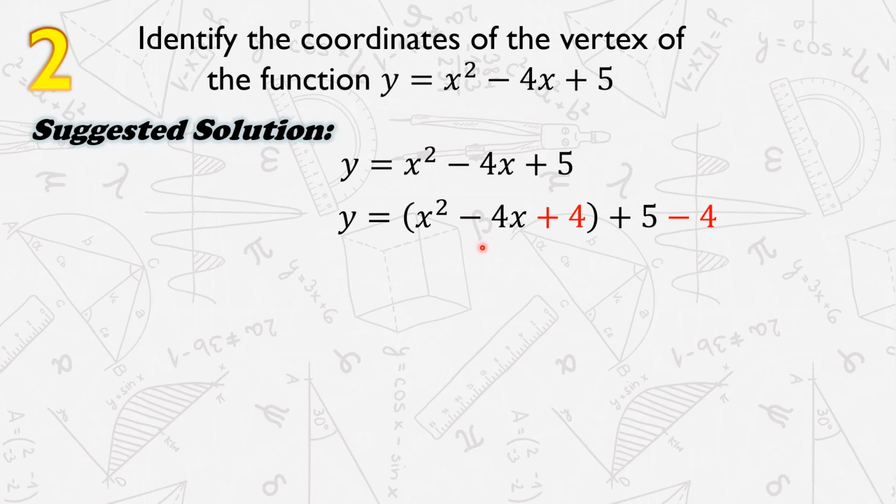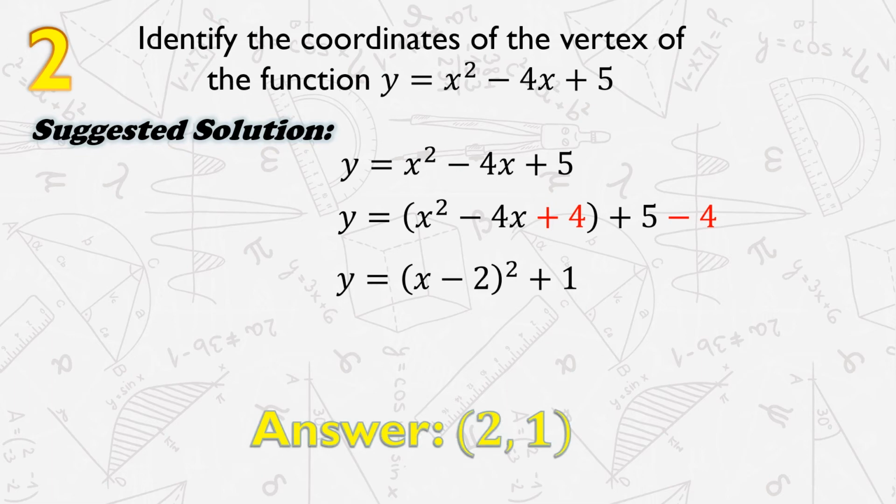Now, x squared minus 4x plus 4 is a perfect square trinomial whose factors are x minus 2 times x minus 2. 5 minus 4 is 1. Now we have the function in its vertex form. Then the vertex of this quadratic function is at the ordered pair or at the point 2, 1.